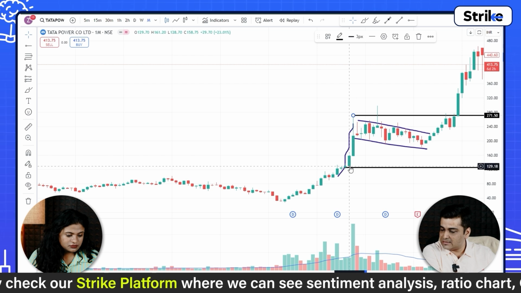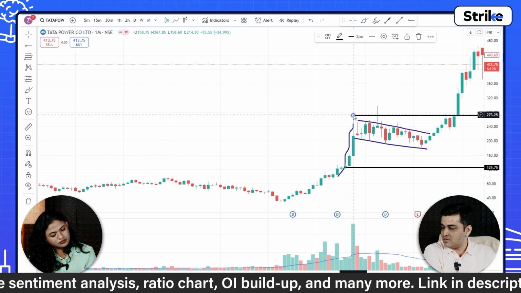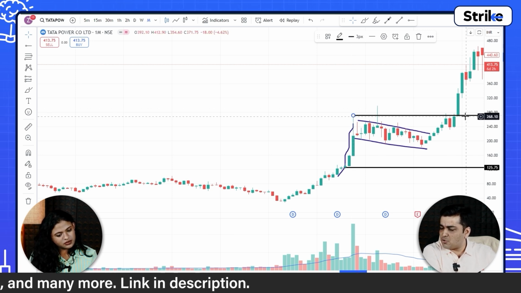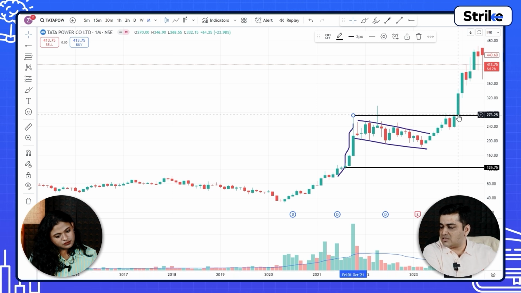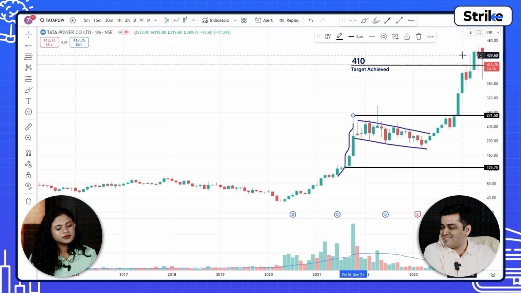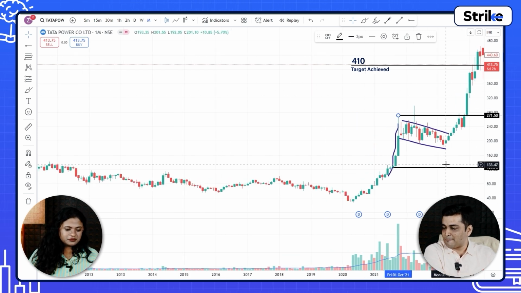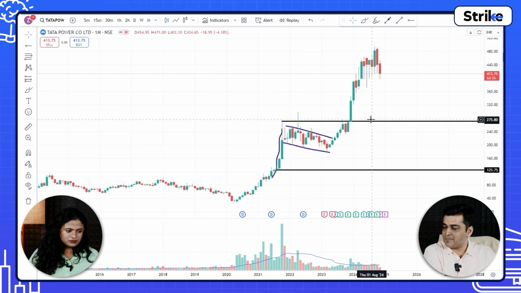So what was the length? The length was from 130 rupees to 270 rupees, which is close to around 140 points. So from the breakout, you calculate from 270, you add another 100 points, you get 370, and you add another 40 to 50 points, you get 440, and the target is met. Within 2 to 3 months, the target is met. So that was Tata Power for you. All right, a classic flag.